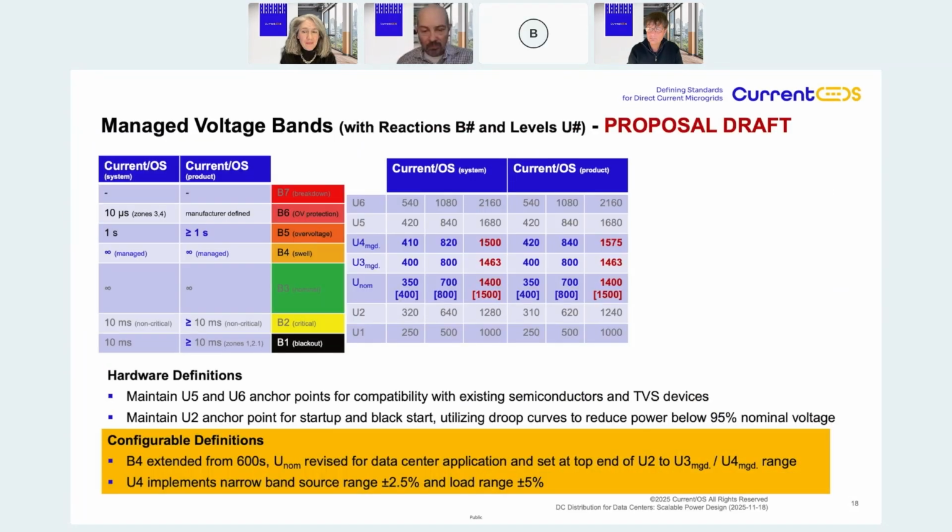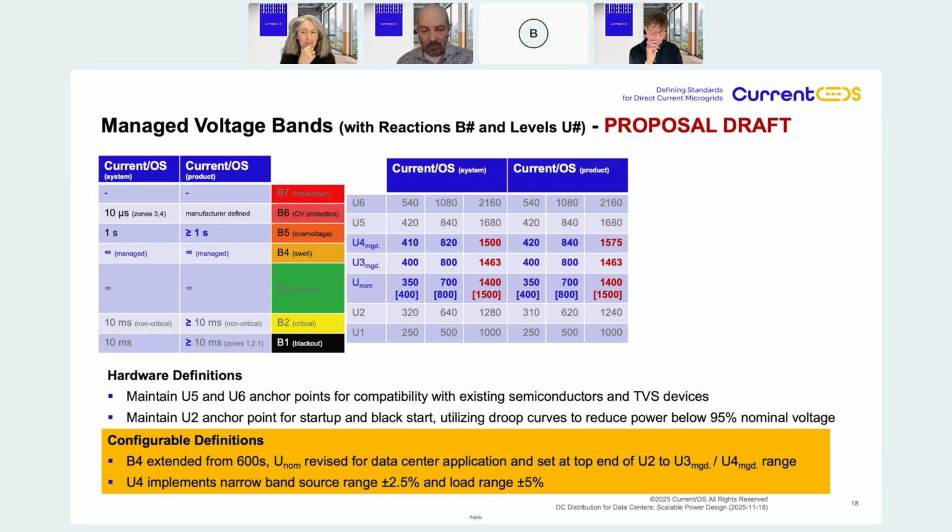Here, what we have done is, again, capture a different behavior in terms of the system versus the product of those columns where you have 800 and 820 versus 800 and 840. And what we then do, as you see in the yellow box at the bottom, is to consider that the B4 band has been increased in time from 10 minutes to an indefinite amount of time. And therefore, since that is an indefinite amount of time, we need to make some additional considerations when coming to 1500 volts.